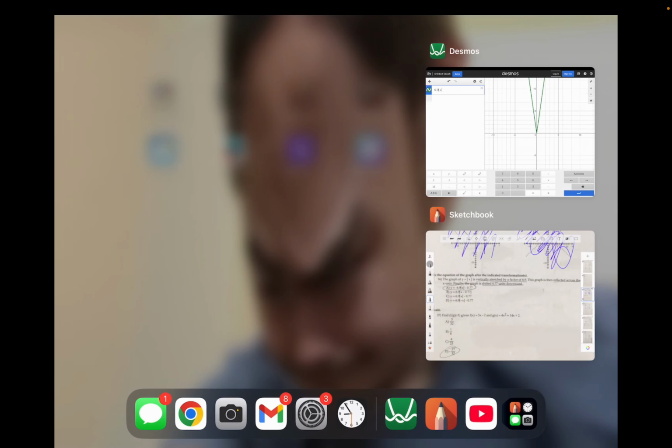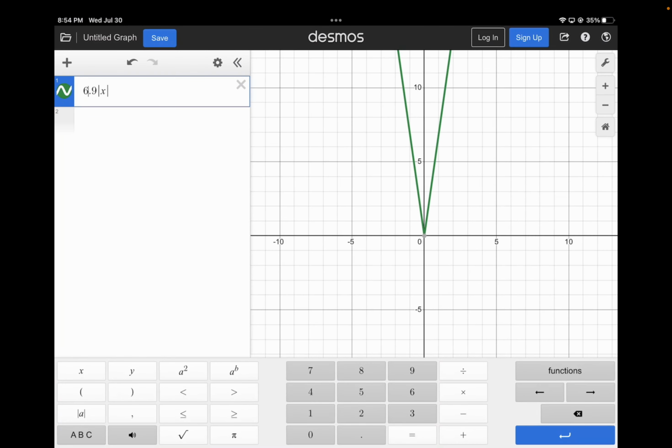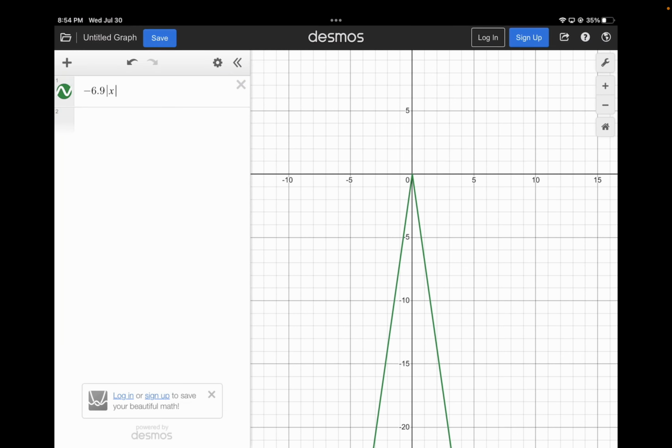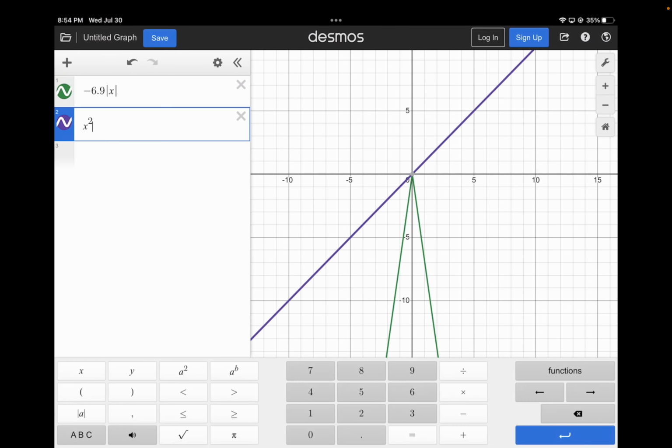Okay, then it says it is reflected across the x-axis. That means you multiply this by a negative, right? That's all that does. If I had an x squared and I want to reflect that across the x-axis, I just multiply this entire thing by negative 1. There you go.